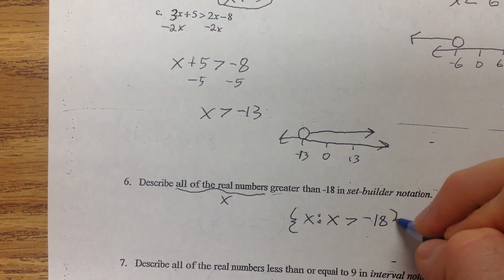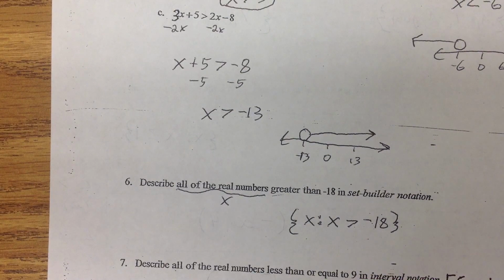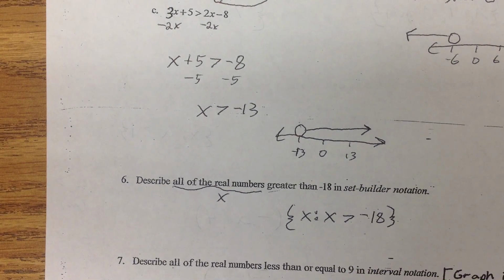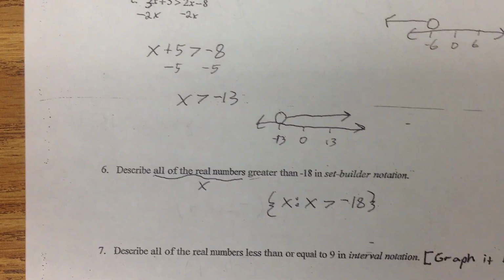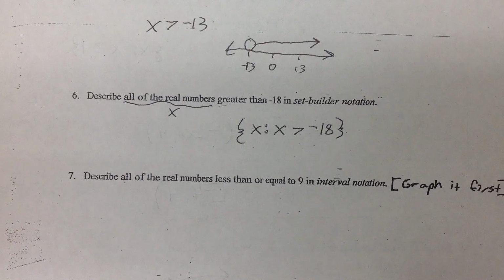So it's not that these are hard, it's just they use a lot of kind of fancy words that make them a little more confusing than maybe they had to be. All right, so this is x such that x is greater than negative 18. 7. Describe all of the real numbers less than or equal to 9 in interval notation.